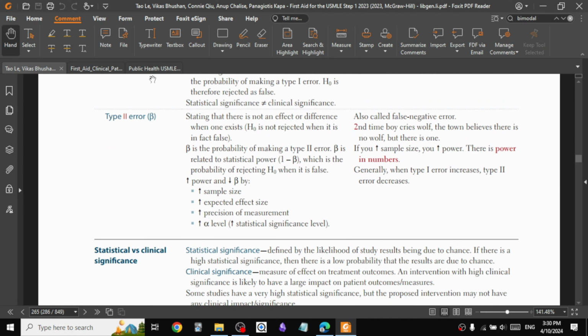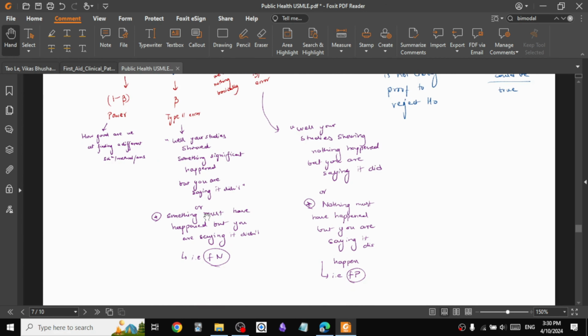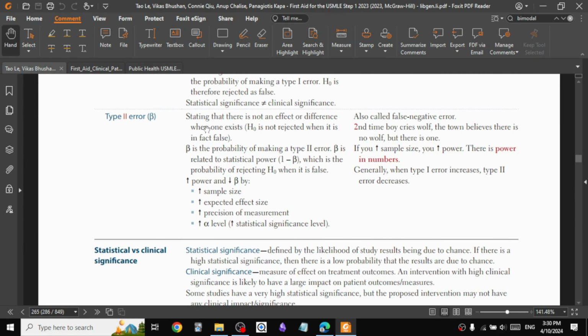We've seen this. The HA is true. The true reality is that the alternate is true. But what you're saying is, you know what, there's no change, nothing happened. And stating there is no effect or difference when one exists, H naught is not rejected when it is in fact false. Beta is therefore the probability of making a type 2 error, and statistical power is 1 minus beta. Generally, when type 1 error increases, type 2 error decreases.